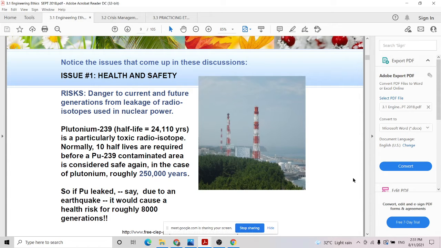That Fukushima power plant used plutonium 239, a very toxic radioisotope. This material has a lifespan of about 250,000 years, which means it remains radioactive for about 250,000 years. If plutonium leaks, it will cause a health risk for about 8,000 generations. This means the area becomes contaminated with radioactivity, which is very highly radioactive and very harmful to human beings.